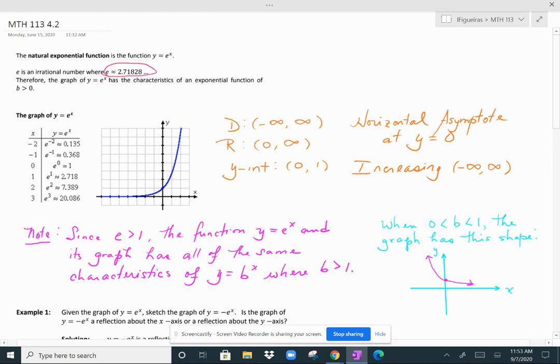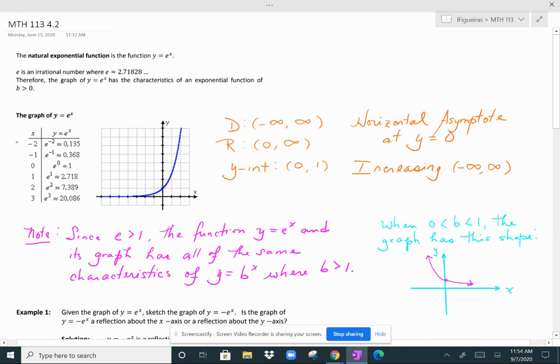So here I wrote that e is approximately equal to 2.71828... And that's because those digits go on and on forever in no particular pattern. Therefore, the graph of y equals e to the x has the same characteristics as all exponential functions where the base is greater than 0. And specifically, it will have the same shape as graphs where the base is greater than 1 because e is greater than 1. So let's look at how you would sketch the graph of e to the x.